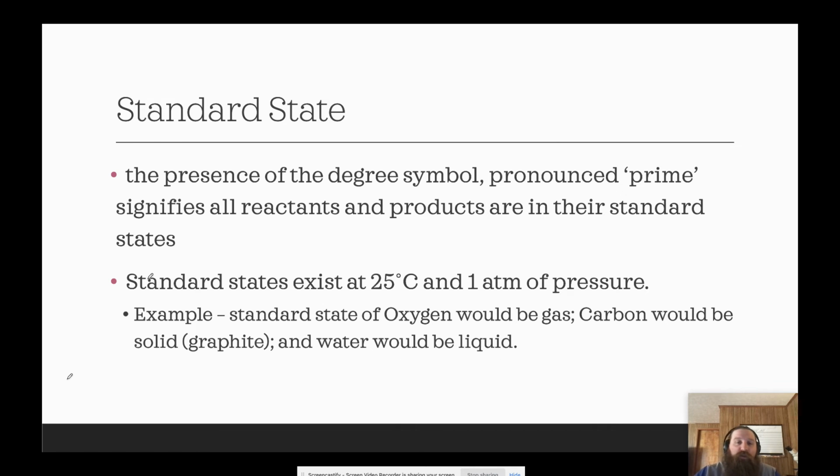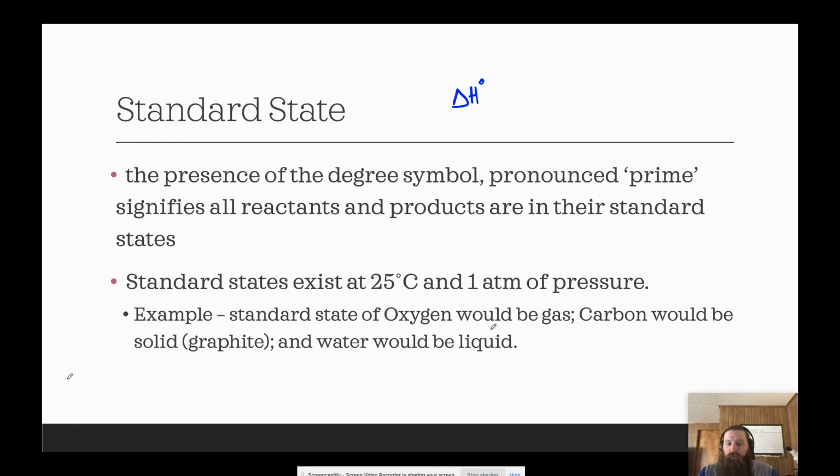Remember that if you see a degree symbol on delta H, that signifies that the reactants and the products are in their standard states. That is the state that the thing exists at under standard conditions. So we know that STP is 25C and 1 atmosphere of pressure. So when we look at standard state and we say, all right, what would oxygen be at standard state?